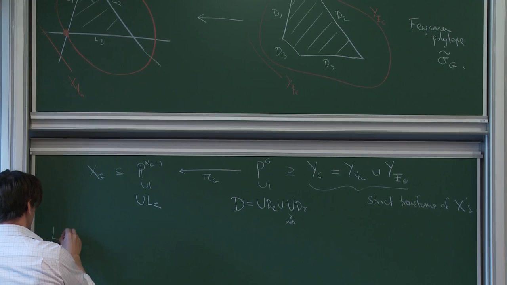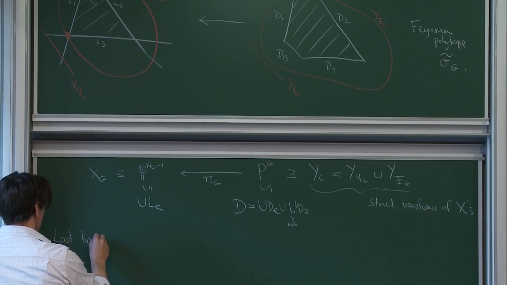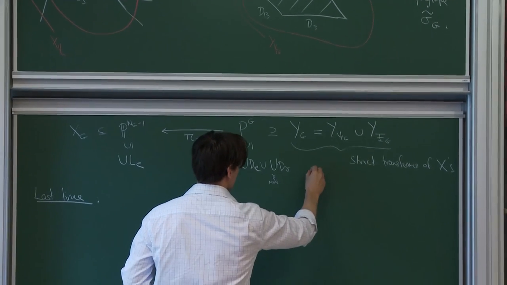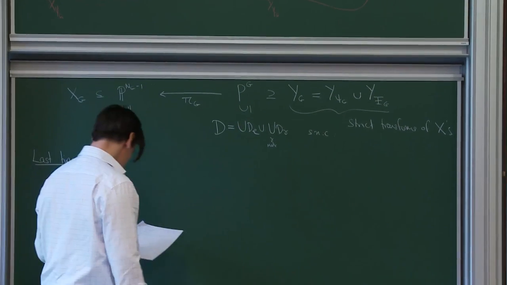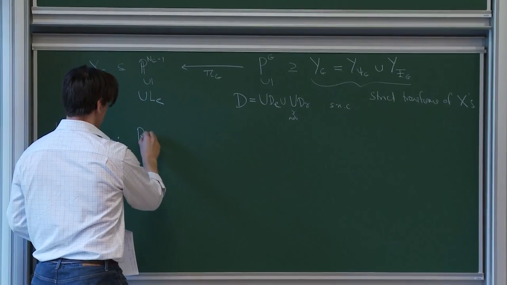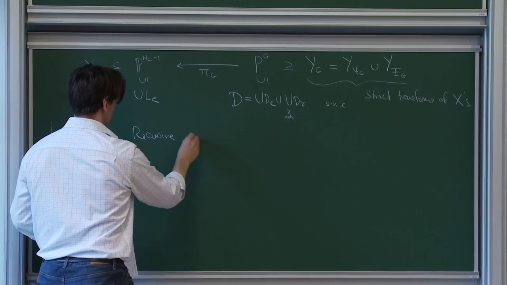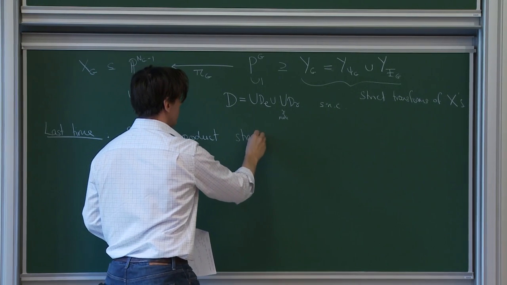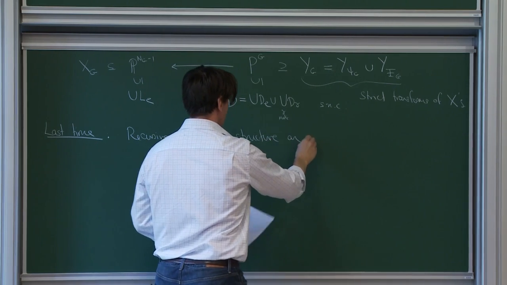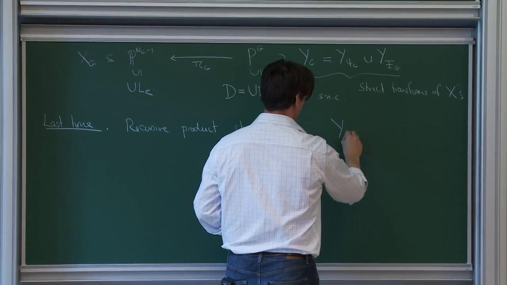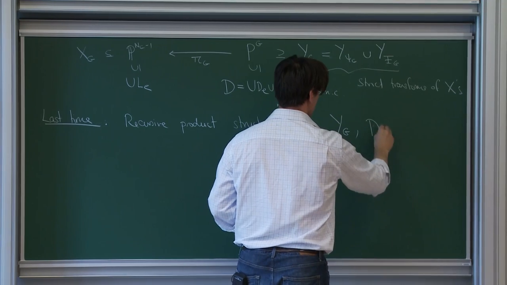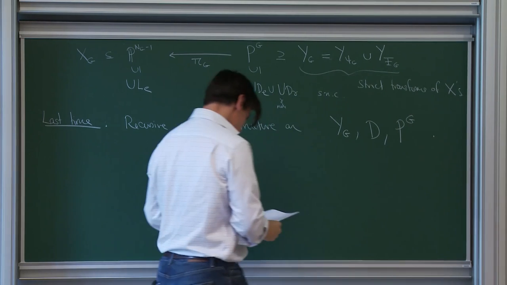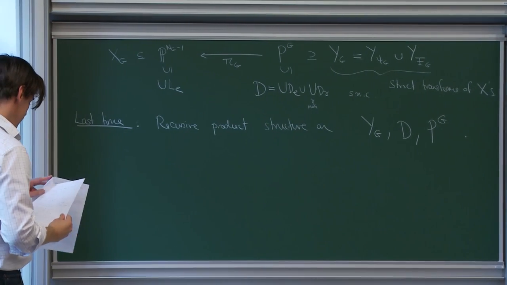And last time, the main result was that we got strict normal crossing. And last time we got a recursive product structure on everything, on the graph hypersurfaces, on these divisors, and on the space itself. So let me write that down.